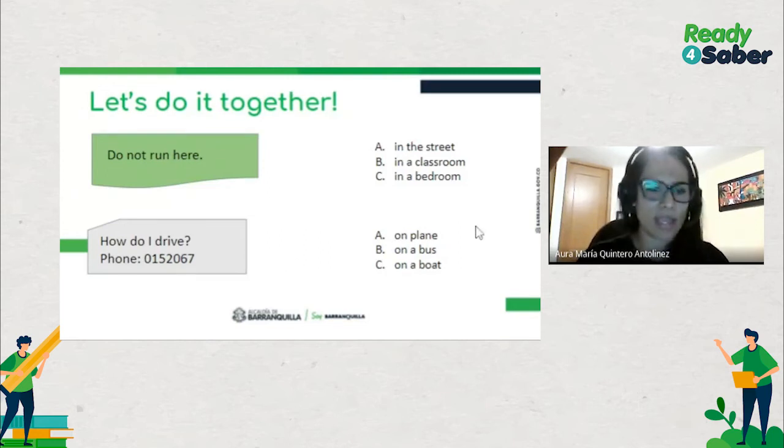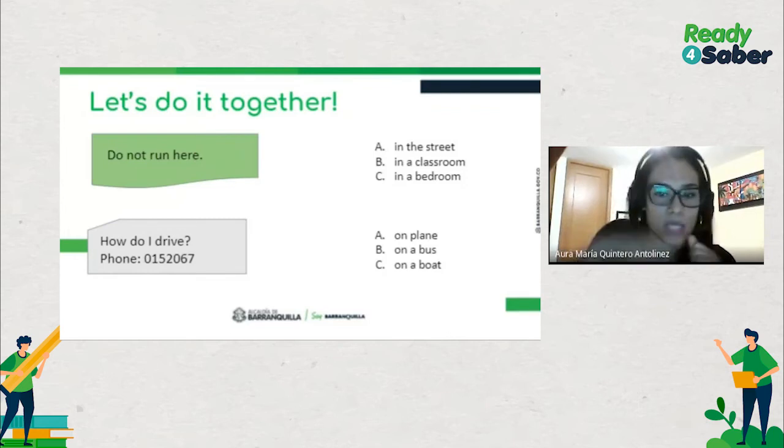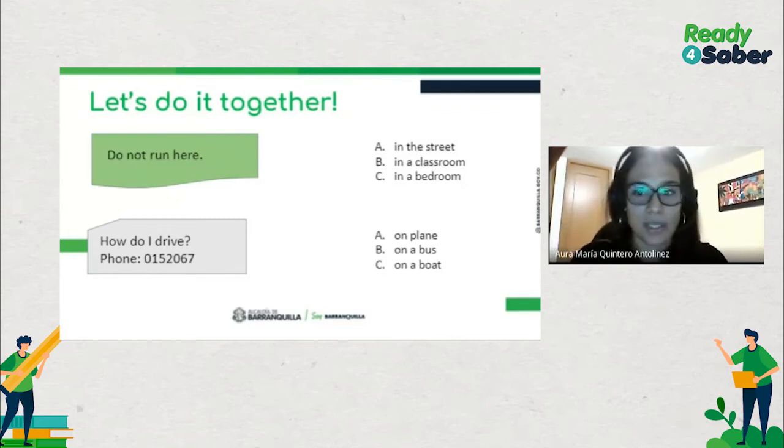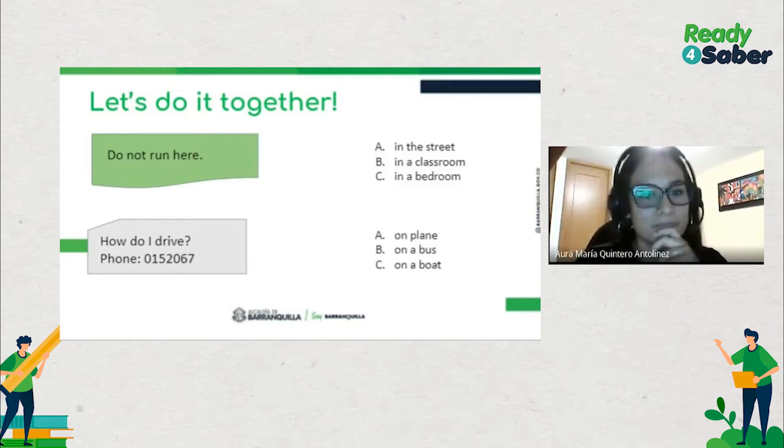How do I drive? Eso es muy común. Es una señal, será un aviso muy común. ¿Cómo conduzco? Llama a tal número. How do I drive? So, on a plane, on a bus, on a boat. On a bus, very well, pretty easy. Esto lo encontramos mucho en los buses. Muy bien, excellent. Pretty easy, good, thank you.